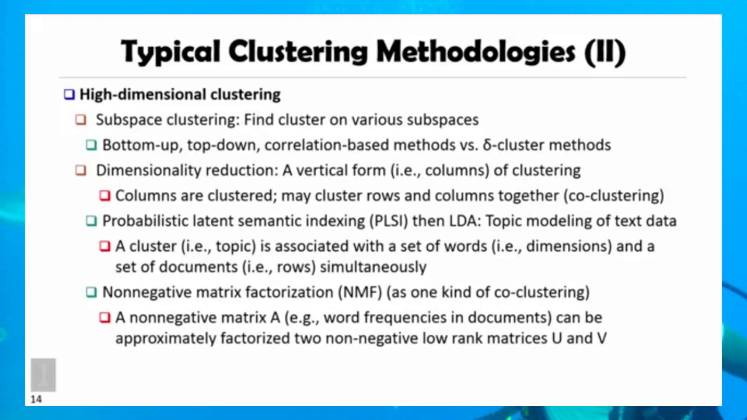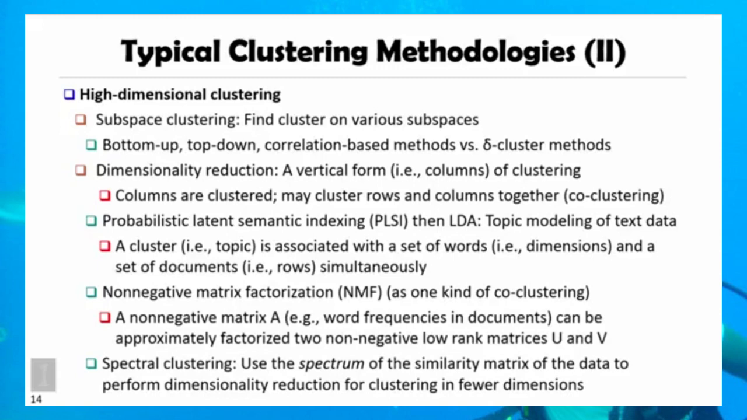Then the second popularly studied method is called non-negative matrix factorization, NMF. This is a kind of co-clustering method. You get a non-negative matrix because word frequencies in documents are zero or more, so the values in the matrix are non-negative. For this non-negative matrix, we can approximately factorize it into two non-negative lower-rank matrices, like U and V, that will reduce the number of dimensions.